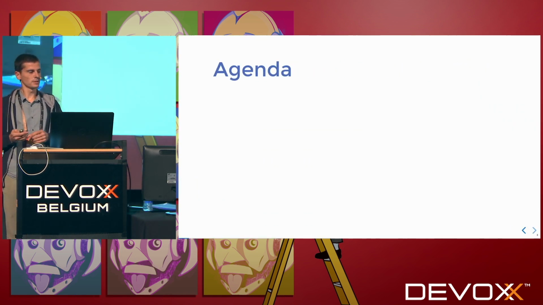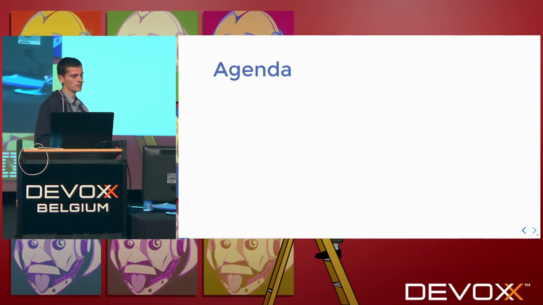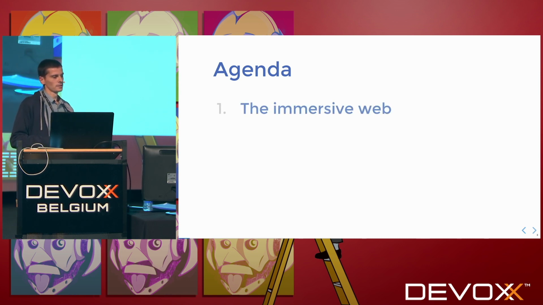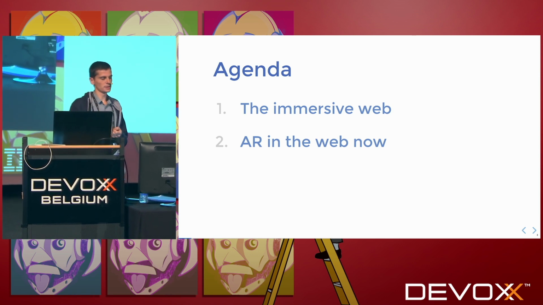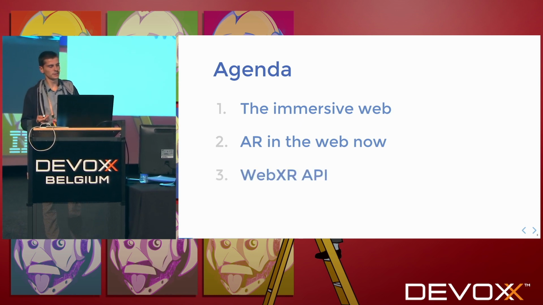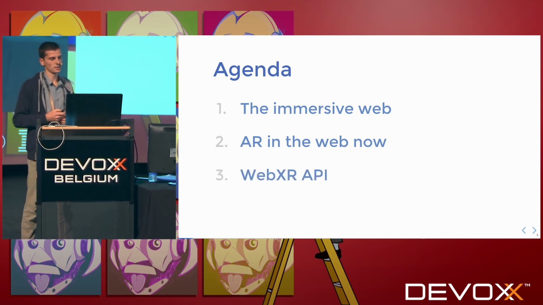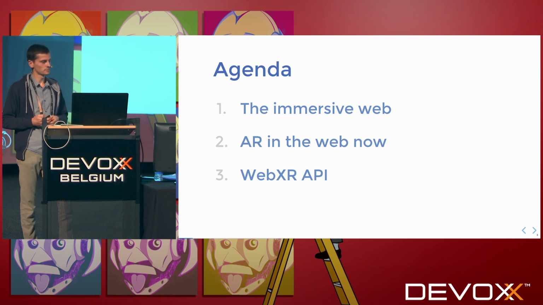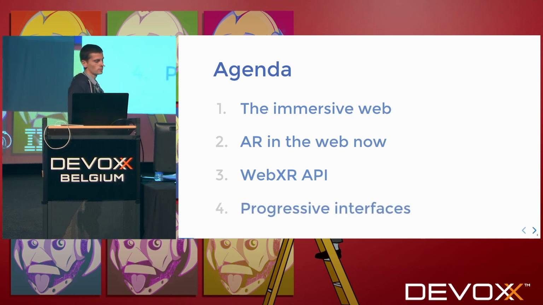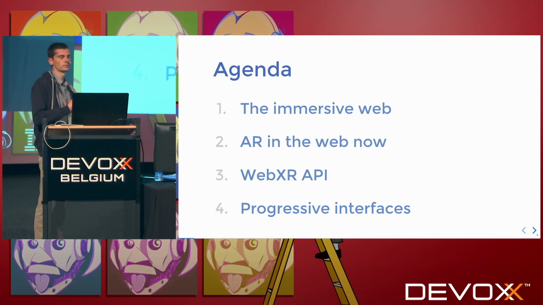Today we will see four parts for digging into augmented reality. I will start with the definition of the immersive web, how we can define it here. After, we'll see how we can do augmented reality right now, and then we will dig more into this new API and how we can play with it to make more immersive experiences. And the last topic will be around UX and UI, and how you can do progressive interfaces for this kind of experience.